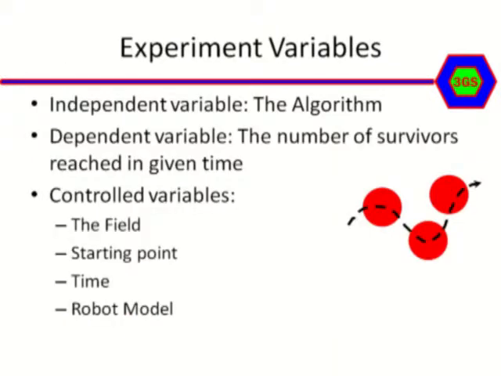The independent variable tested was the tested algorithm. The dependent variable was the number of survivors, depicted by red circles and counted in 10 minutes. The control variables were the field, starting point, amount of time, and robot model.